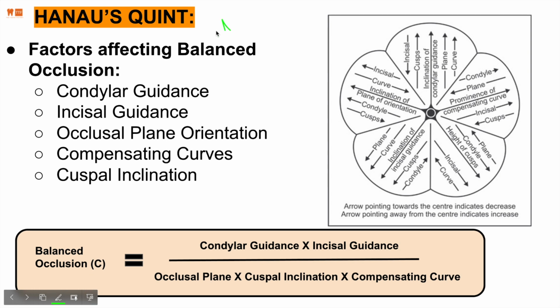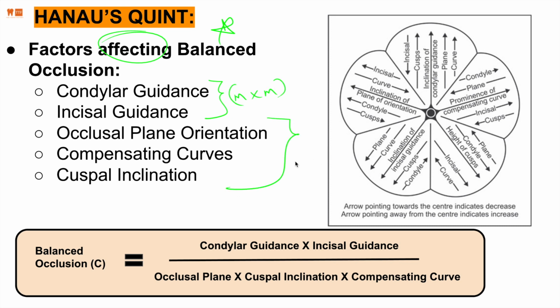So now let's discuss what manipulates that. What influences balanced occlusion? Remember we talked about the maxillomandibular factors. And all three of these are within the same arch. So what are they? Let's define them before we dig into them.